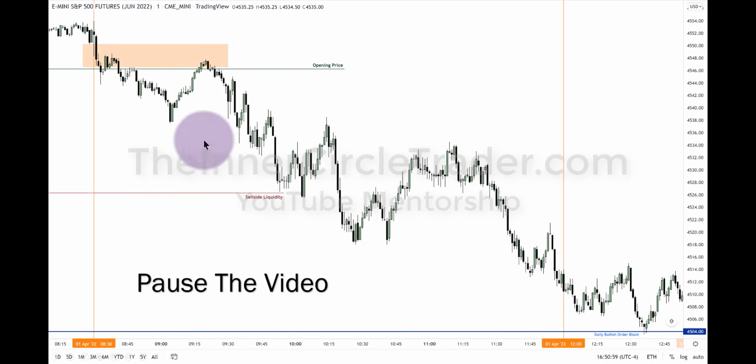But I want you to pause the video and go through this price action and find the setups that you would see as a shorting opportunity if your bias was in line with what I'm suggesting here, as it should have been, being bearish.